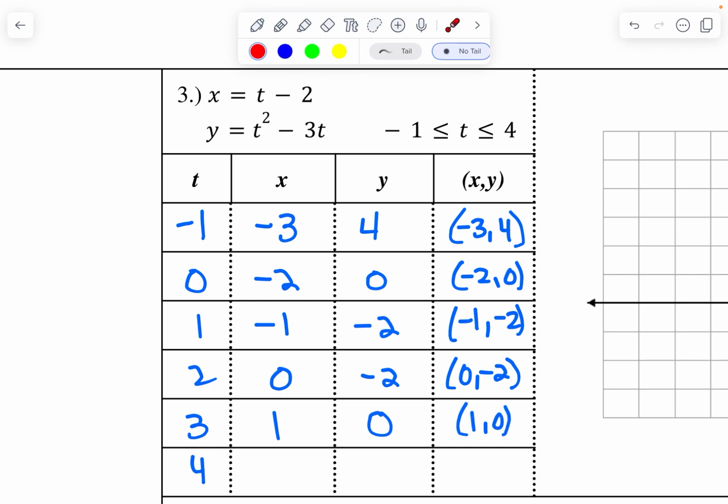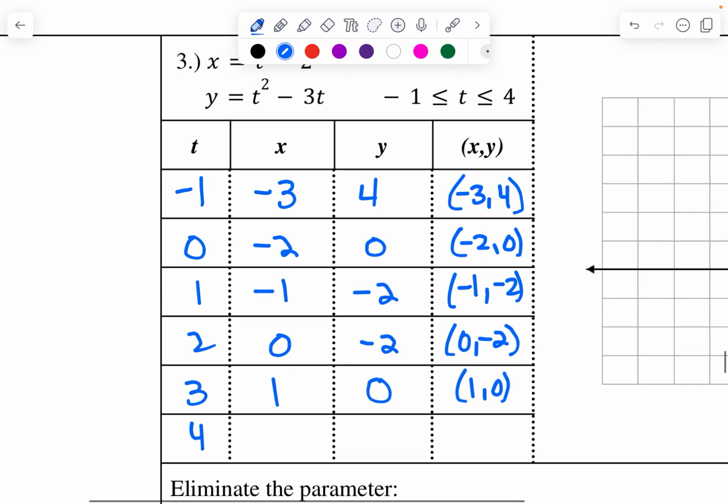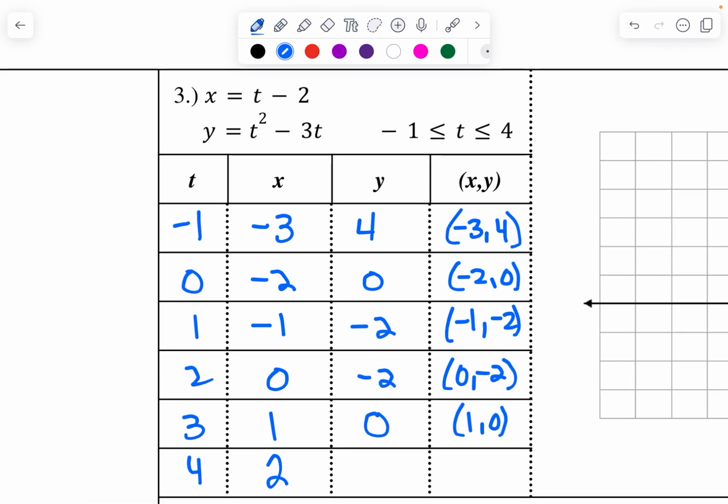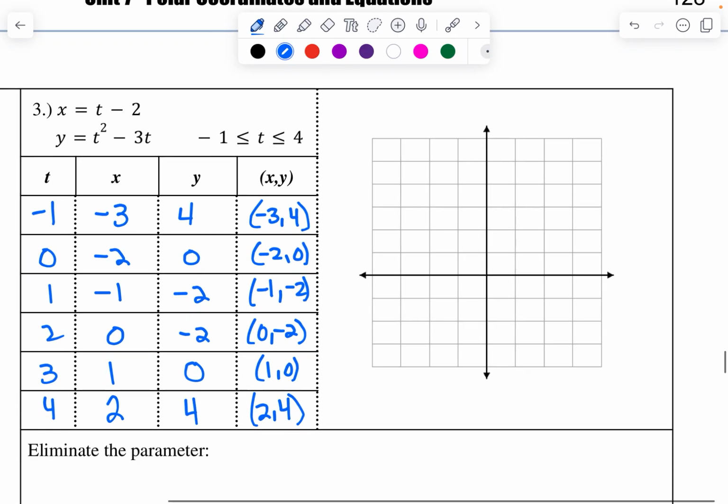So again, remember, I'm just taking this number, plugging it in here to get my x, plugging in here to get my y. So if I plug in 4, 4 minus 2 gives me 2. 4 squared is 16. 3 times 4 is 12, so 16 minus 12 gives me 4. So there are all of my coordinate pairs. So I'm going to go ahead and plot them.